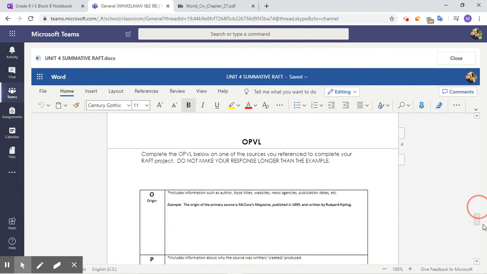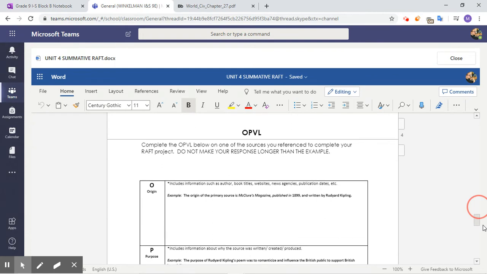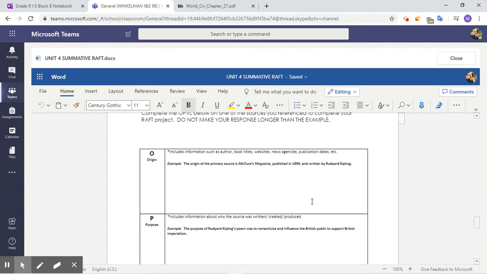Now, the OPVL on it. When you looked over sources yourself to get ideas of the perspectives from the time period, because you have to show real perspectives, you can't make up your own. You need to look at different sources from day 19 and 20 or research on the internet and find other sources. Choose one of those sources. And I have an example of what I want. This is an 8 example. So for OPVLs, it's not supposed to be very long.